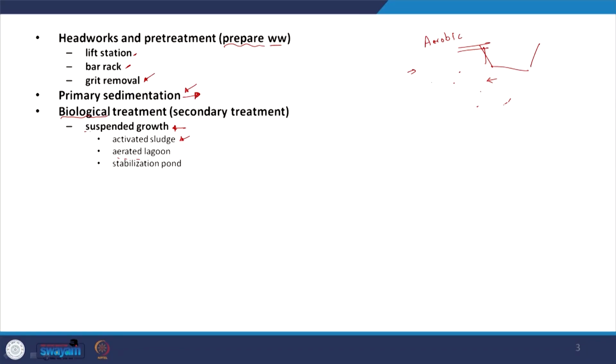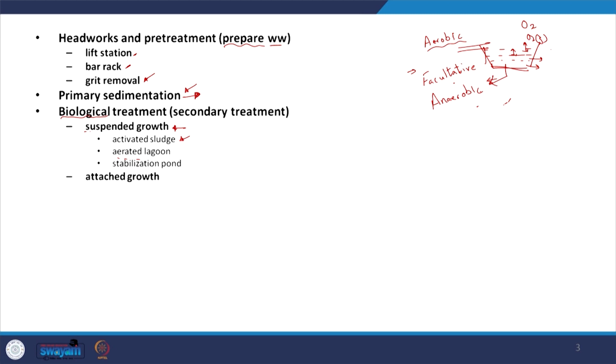So you can have aerobic, facultative and anaerobic. They can be in series, or depending upon the depth of your pond, you can have aerobic, facultative and anaerobic, as in if the depth is relatively higher. The top layer, where you have more oxygen available because of transfer of oxygen from the gaseous phase to the top layer of the water, is going to be aerobic. In between, it is going to be facultative, and at the bottom, where there is no oxygen, it is going to be anaerobic, right.